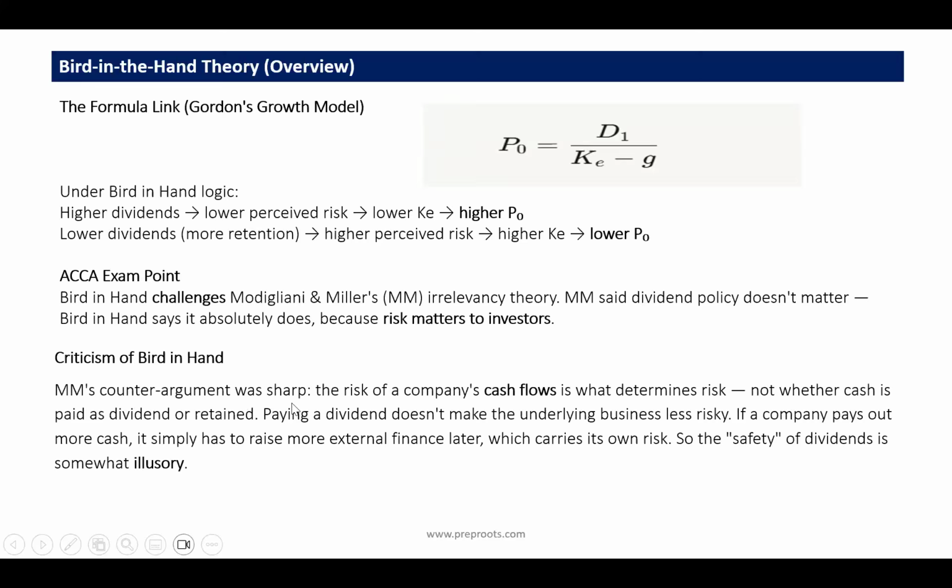The counter argument was sharp: the risk of a company's cash flow is what determines risk. Irrelevancy theory is saying that what the company is earning actually matters. What the company is distributing is irrelevant. So whether cash is paid as dividend or retained, that doesn't matter. Paying a dividend does not make the underlying business less risky. If a company pays out more cash, in future the company has to borrow or take money from the investors. So irrelevancy theory is saying what you earn actually matters.